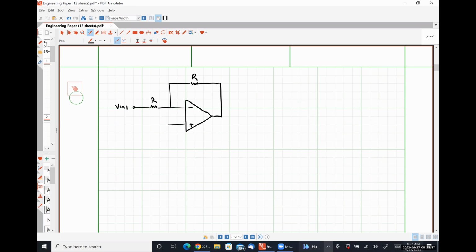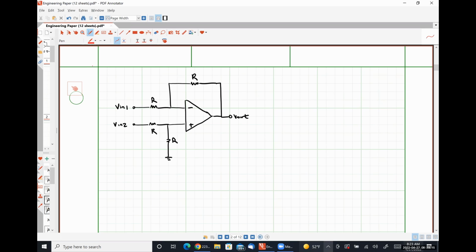On the non-inverting input side, I'm going to have a resistor R like so. Another resistor R like so. I'm going to call this VN2. And for this particular circuit, it is important that all of our resistors are matched. They all need to be the same thing for this to behave the way that we want it to. Okay.